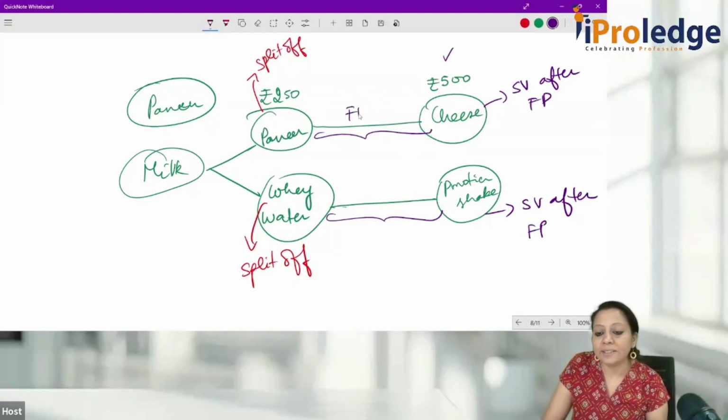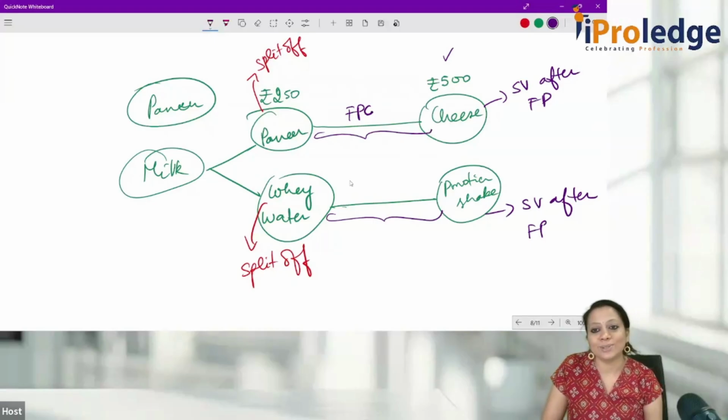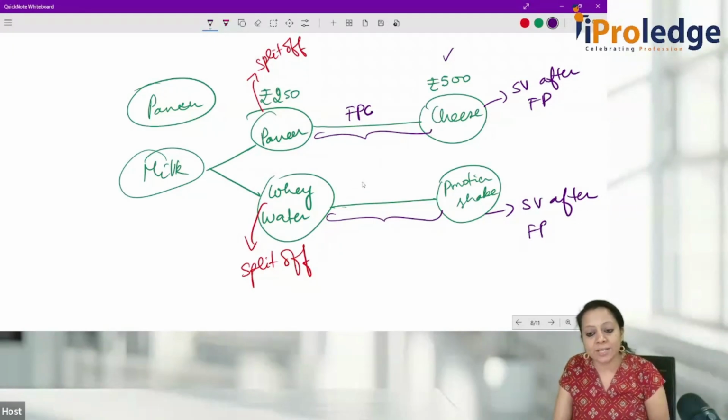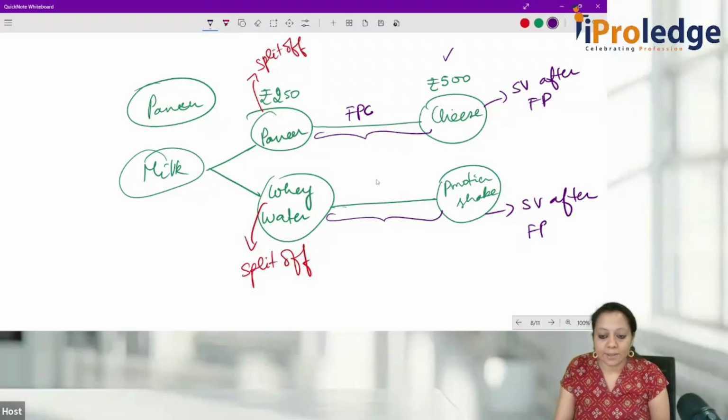But we will have further processing cost also. We will need some cost. We need some materials. We need some machines. We need some labor. We need electricity. Then only we can make cheese from paneer. So in the same way, this is also further processing cost. So is it worthwhile to sell the products even after the further processing costs are concerned? That is generally the question that we encounter, right, students?